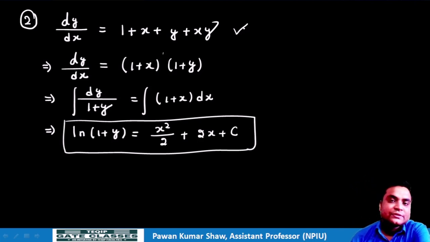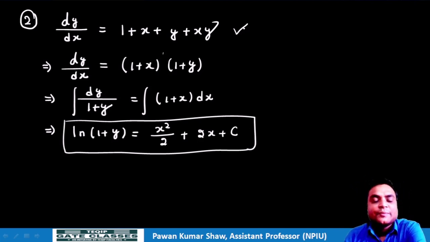So in the variable separable method, if you are able to separate the function in terms of x and in terms of y, then we can simply separate and do the integration, and after integration we will get our solution. That will be our general solution.